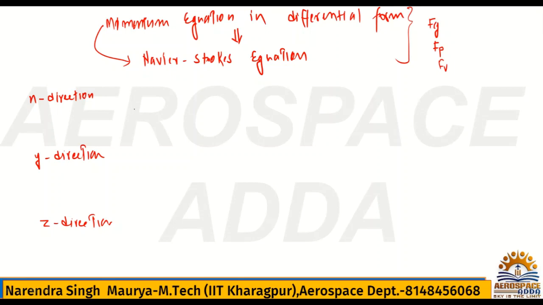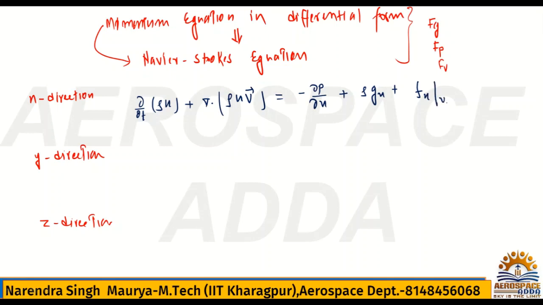It is nothing but dou by dou t of rho u, small u, plus grad. This is the differential form in x direction. Here, dou p by dx plus rho gx. Gx means gravity in x direction only, because you are writing the equation in x direction. And this is the viscous force in x direction.